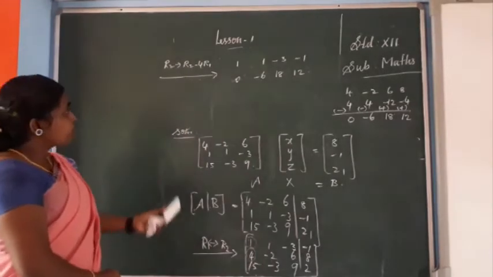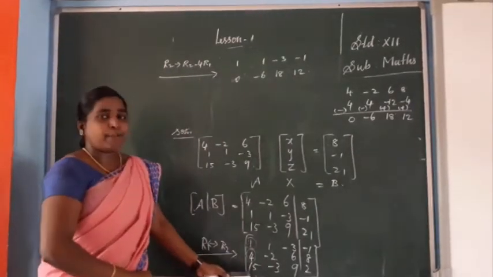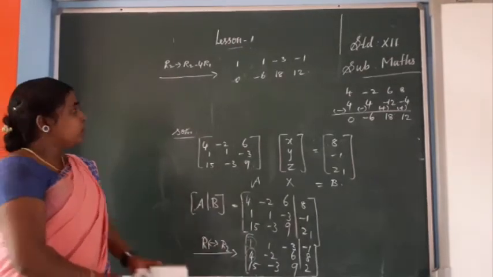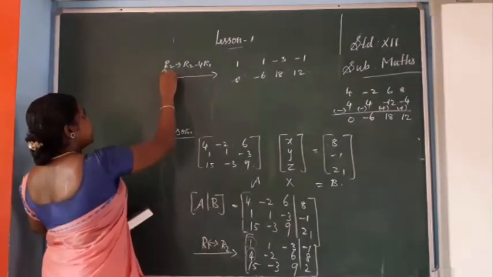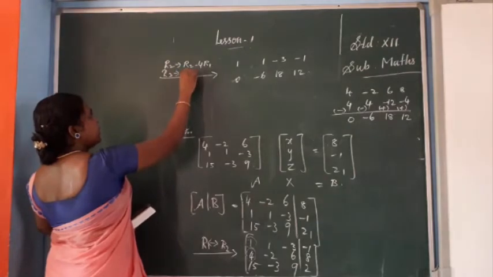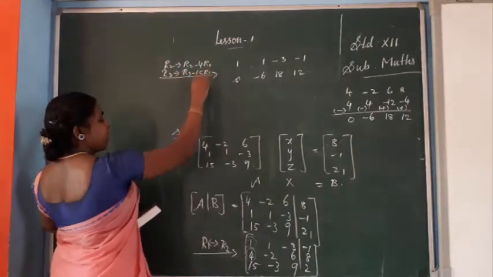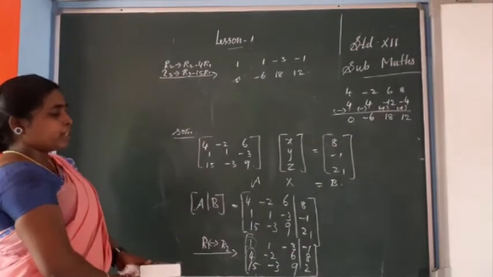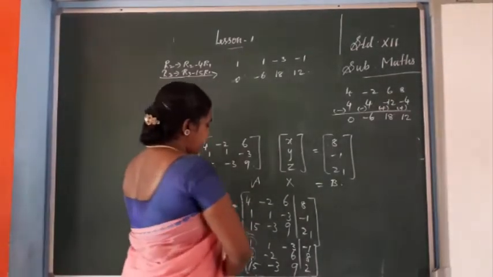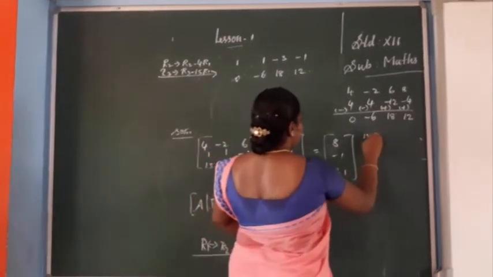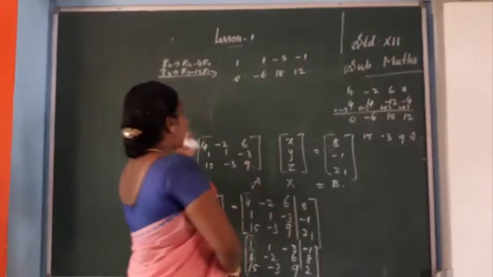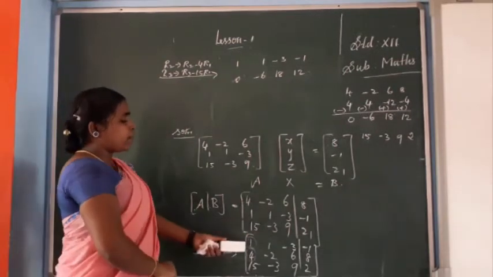Next, R3 gives, instead of 15 we need 0, so you only eliminate 15 using the first row. Same condition, R3 gives R3 minus 15 R1. Very simple because 1 is there, no? So if you are multiplying 1 by 15, you will get 15. So you multiply and subtract. Okay, next R3, how to multiply R1 by 15.